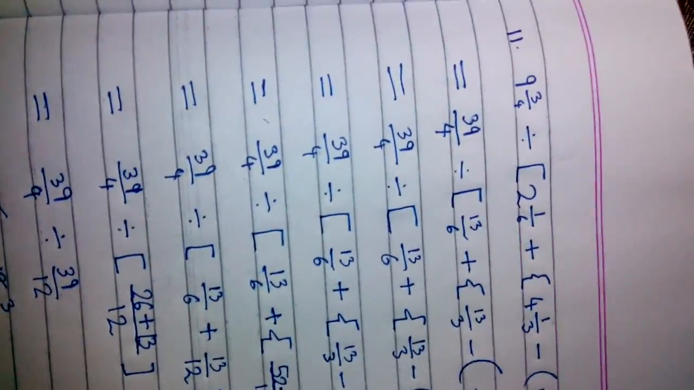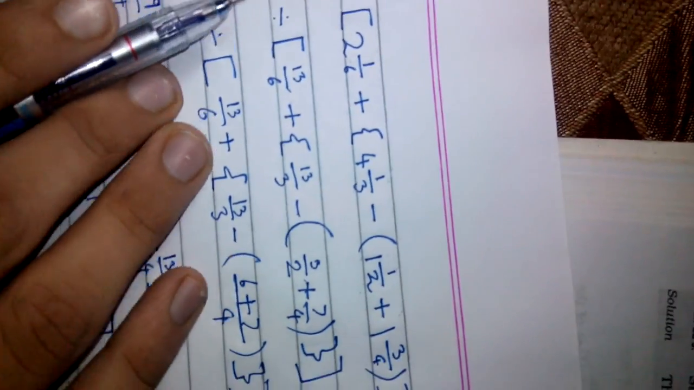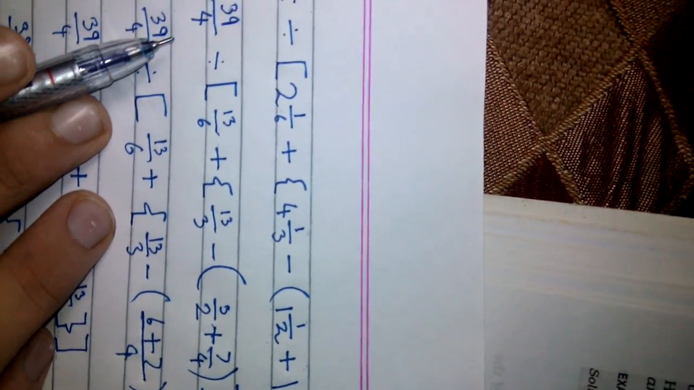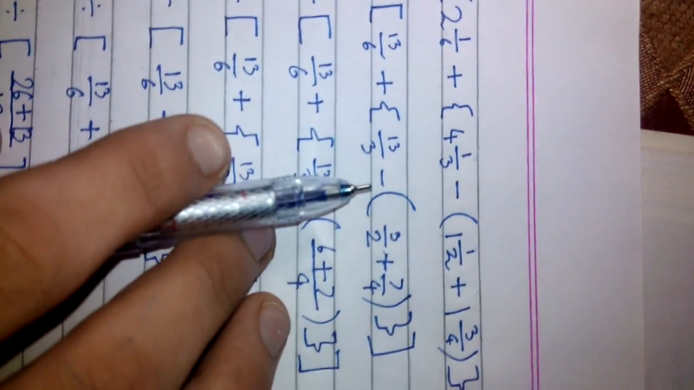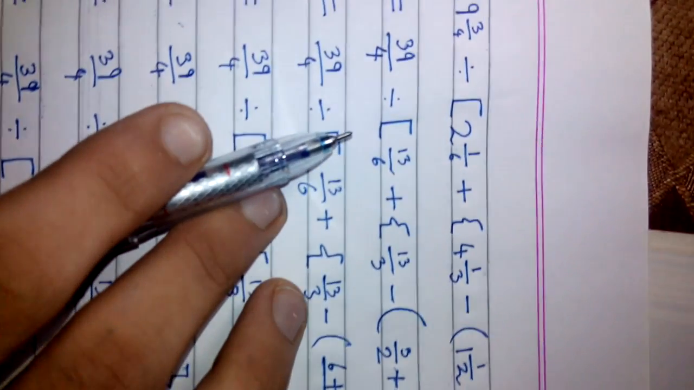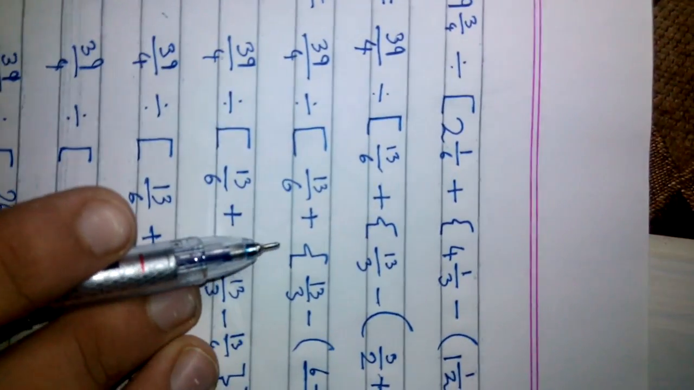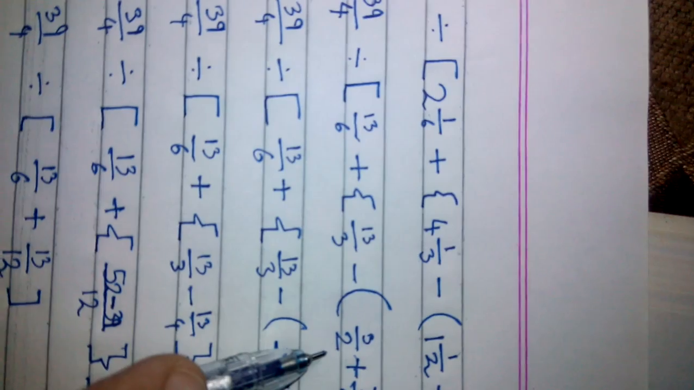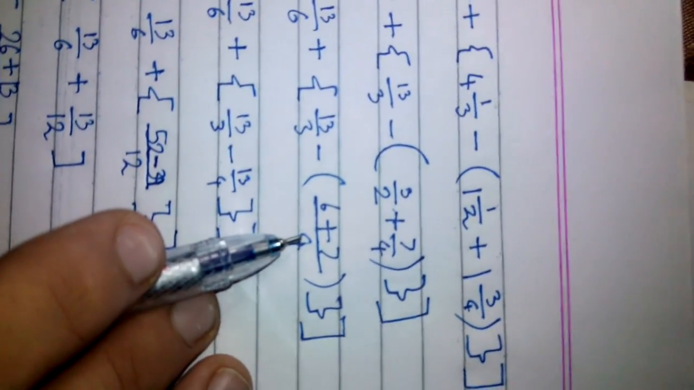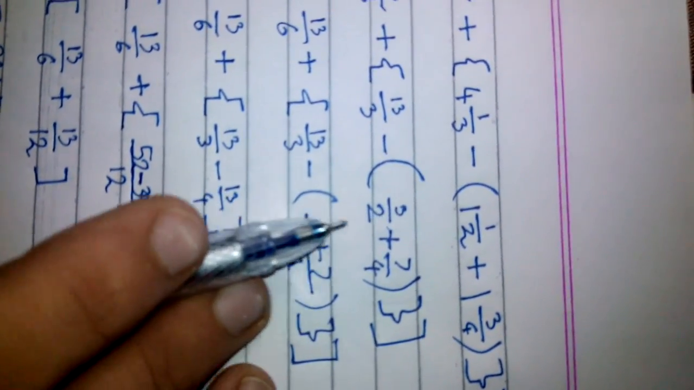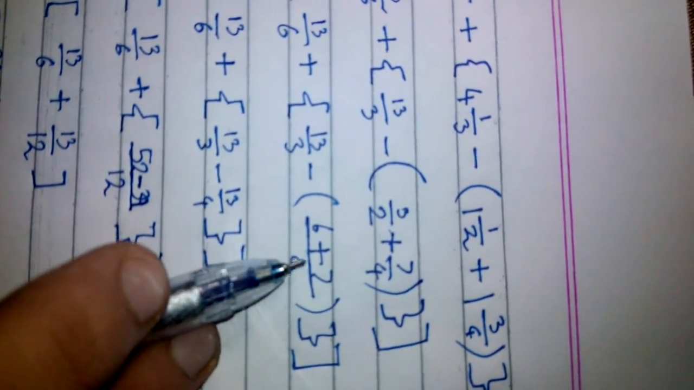Okay, this was a simple question. Now, next, in the 11th question. First, what I had to do is the same thing. First, I had to convert the mixed fractions into the improper fractions, and that's exactly what I did. Next, I took the LCM of the fractions in the small bracket. Okay, the LCM of 2 and 4 is equal to 4. 4 divided by 2 is equal to 2. 2 threes are 6. 4 by 4, 1 plus 7.